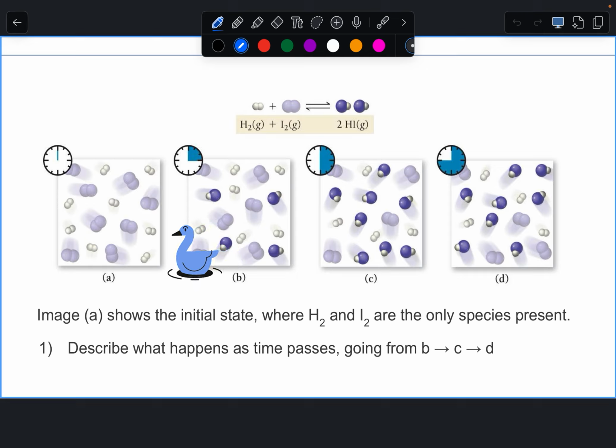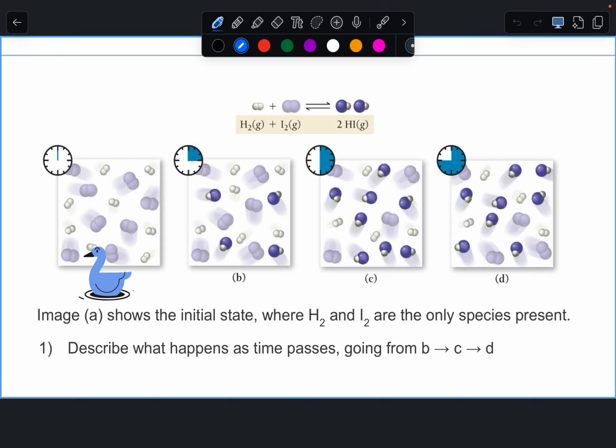And then it happens again. So 2 more H2 and 2 more I2 react, form 4 more HIs. So again, it's doing this all in the correct ratios. It's showing you how the reaction is proceeding, but it's actually matching up the correct ratios and everything.